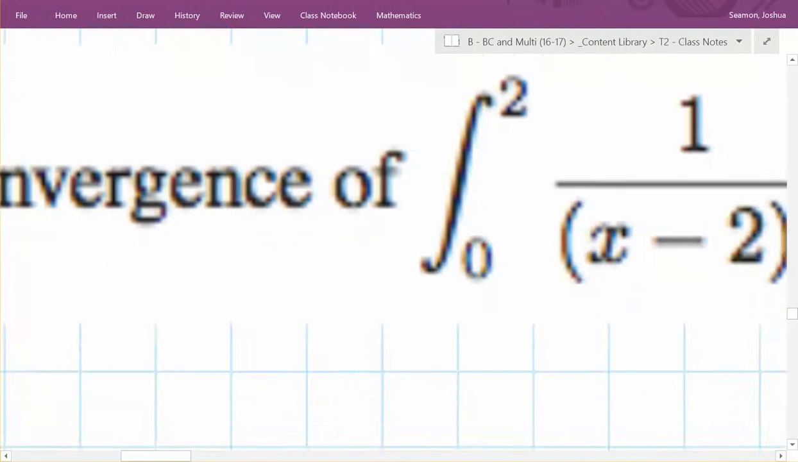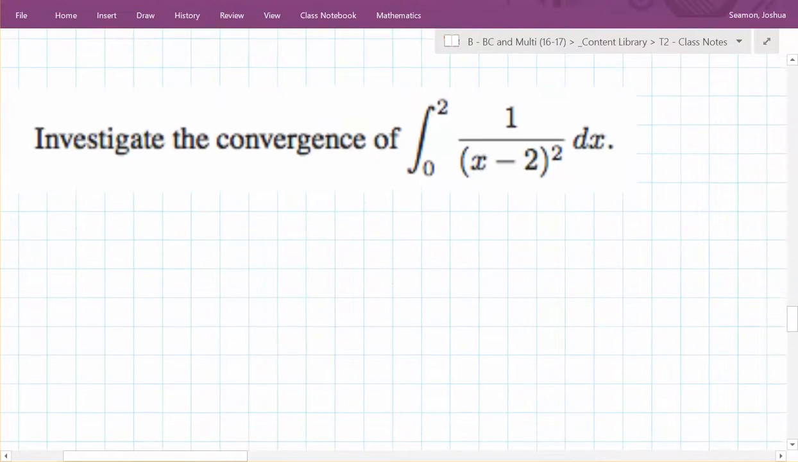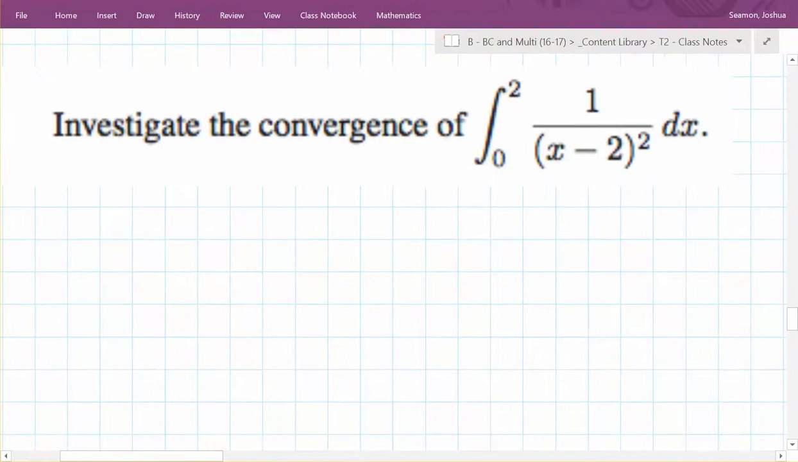So are there other types of things that make things improper? Absolutely. What's the issue here? There's no infinity, but it's still improper. What's the problem, Chip? It can't be 2. Yeah, 2 is not in the domain of the function. So can you tell me what the limit I need to set up is? Somebody who hasn't spoken yet, can you tell me what the limit needs to be? Soma.